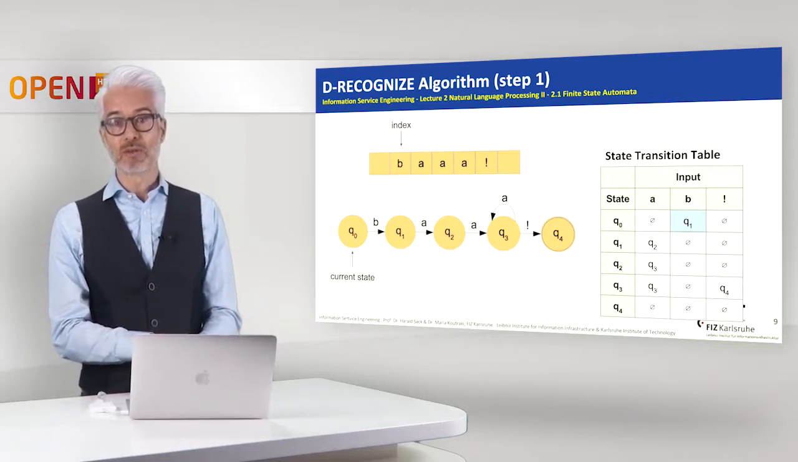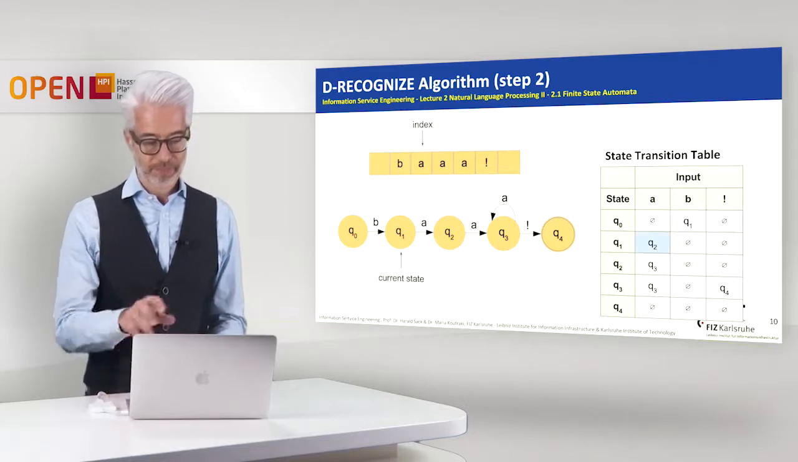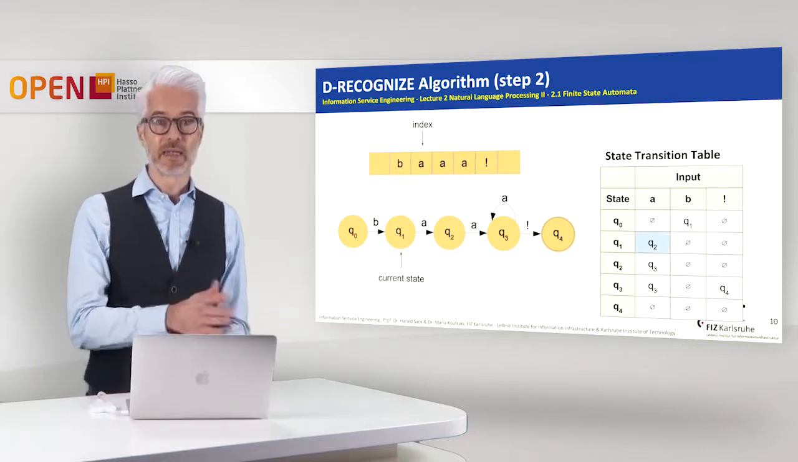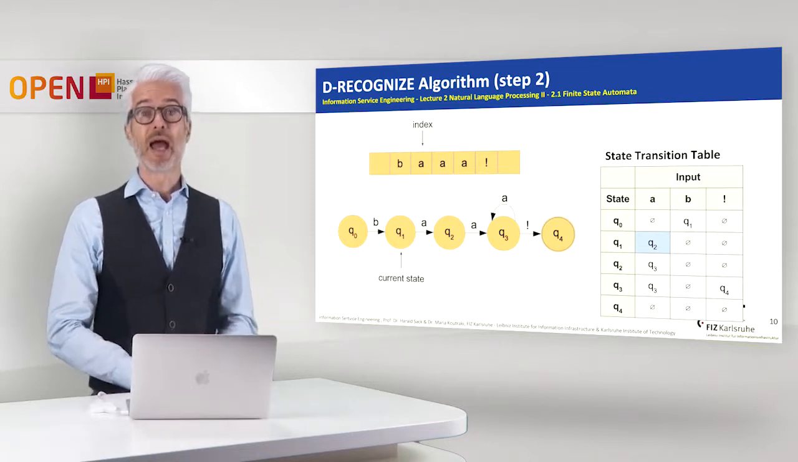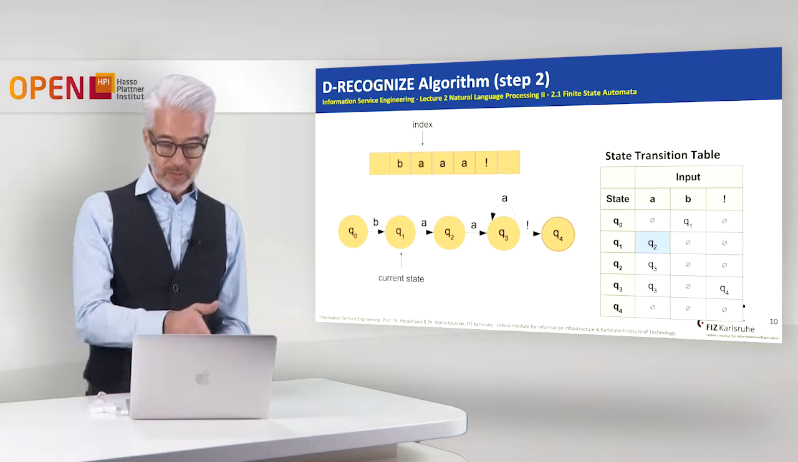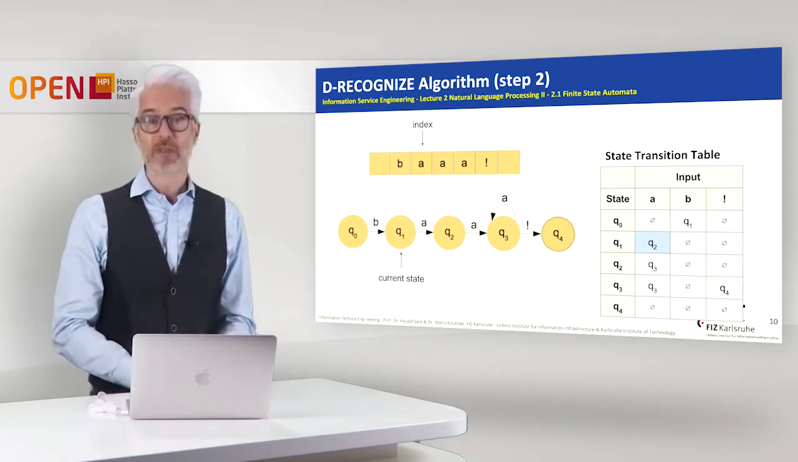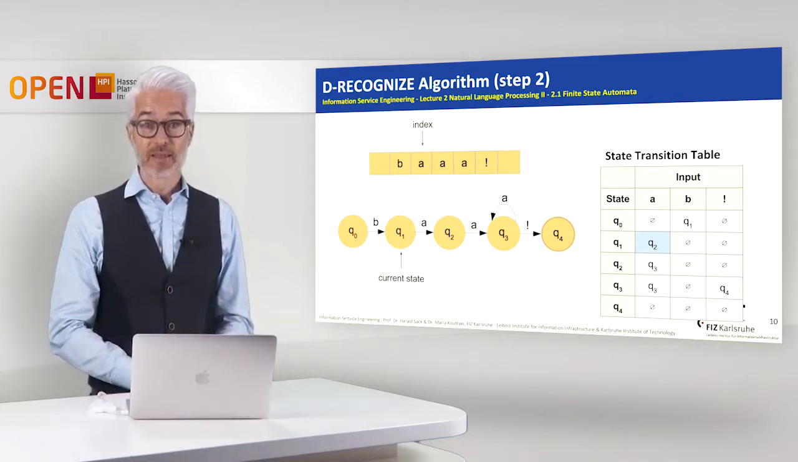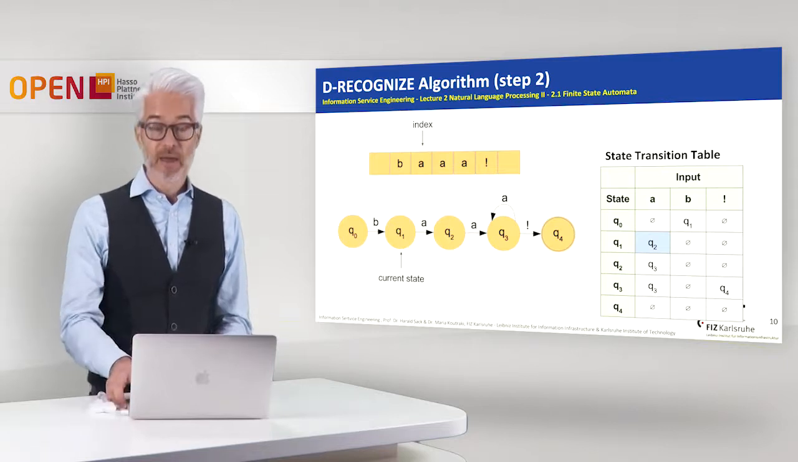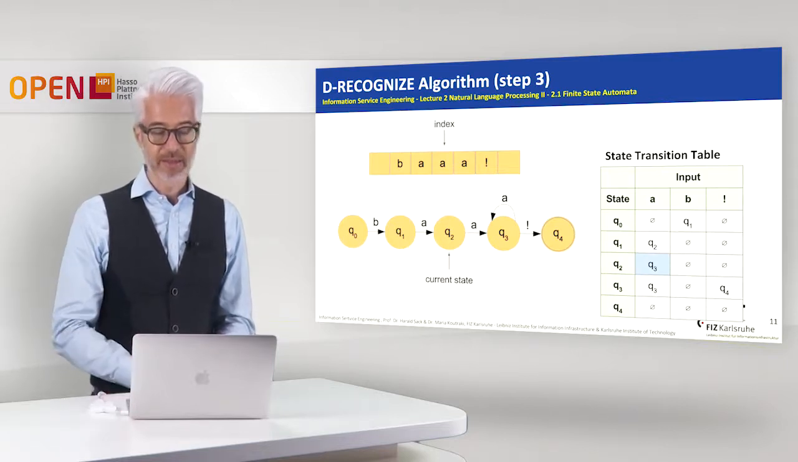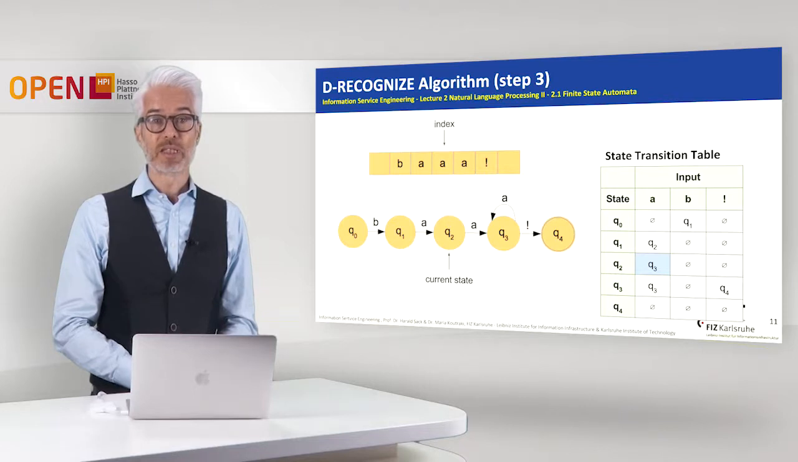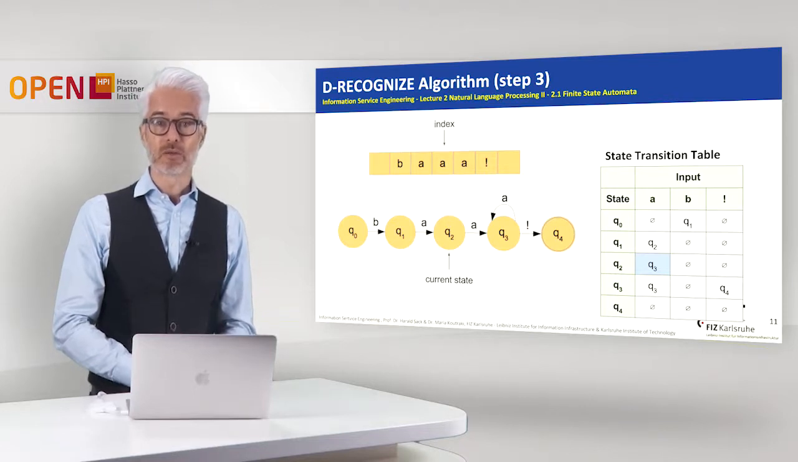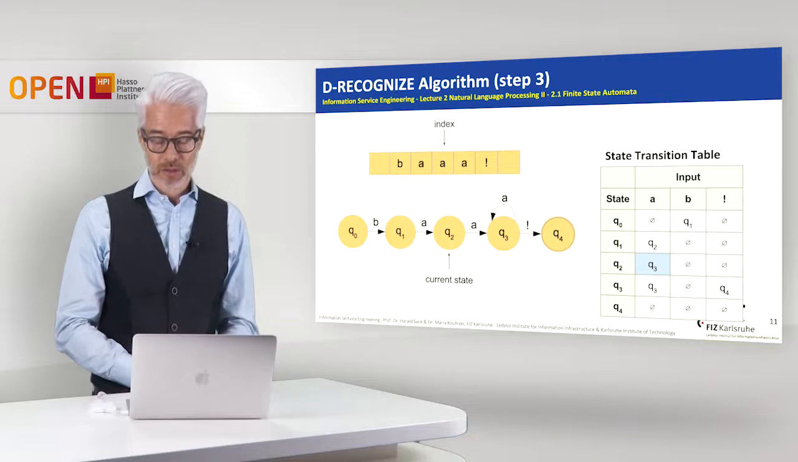Okay, we should proceed to Q1. So we do that. You see the current state now is Q sub 1 and the index has proceeded to A. So Q sub 1 and input string A results in Q sub 2, which is then the next and subsequent state as you see here. Now the current state is Q sub 2. Again, we read an A, and by reading an A, we proceed according to the state transition table to Q sub 3.